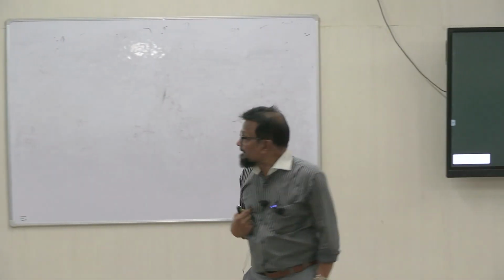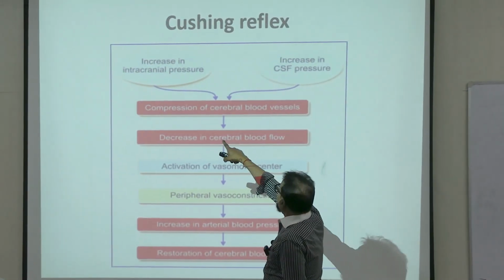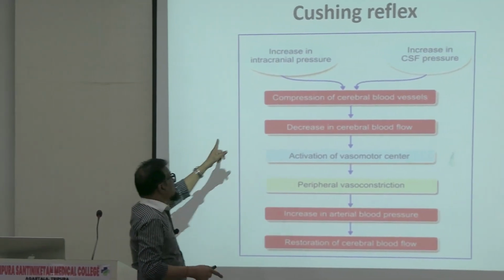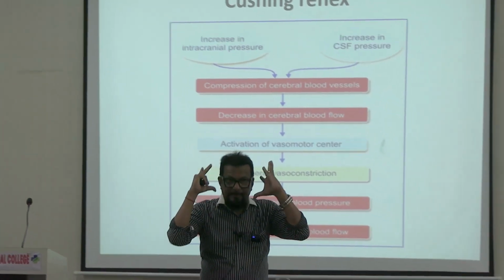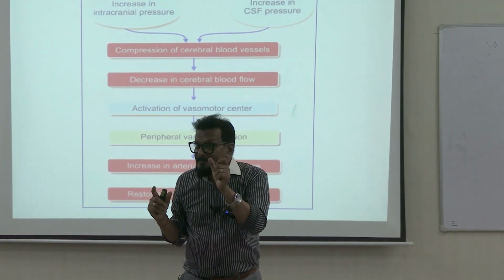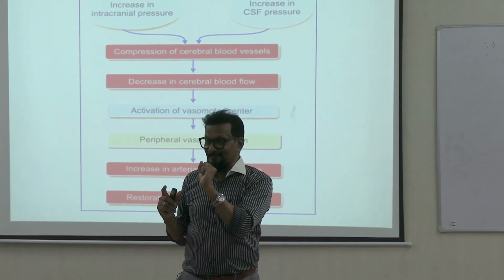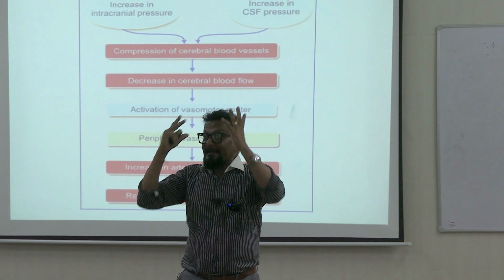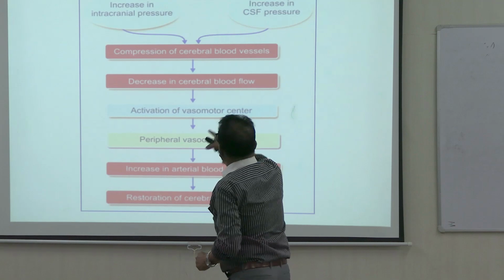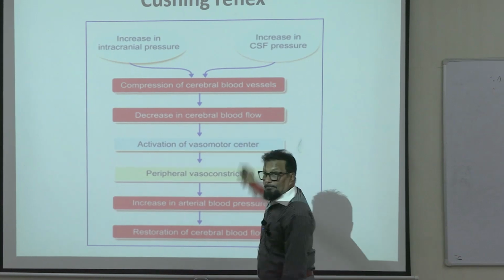How does it maintain the intracranial pressure, or the blood flow, when intracranial pressure increases? When the pressure within the cranium is increased, what happens? Since brain tissue is not compressible and CSF is also not compressible, but blood vessels are compressible, if the pressure within the cranium is increased, the blood vessels will be compressed. If the blood vessels are compressed, there will be decreased flow of blood, a decrease in cerebral blood flow.